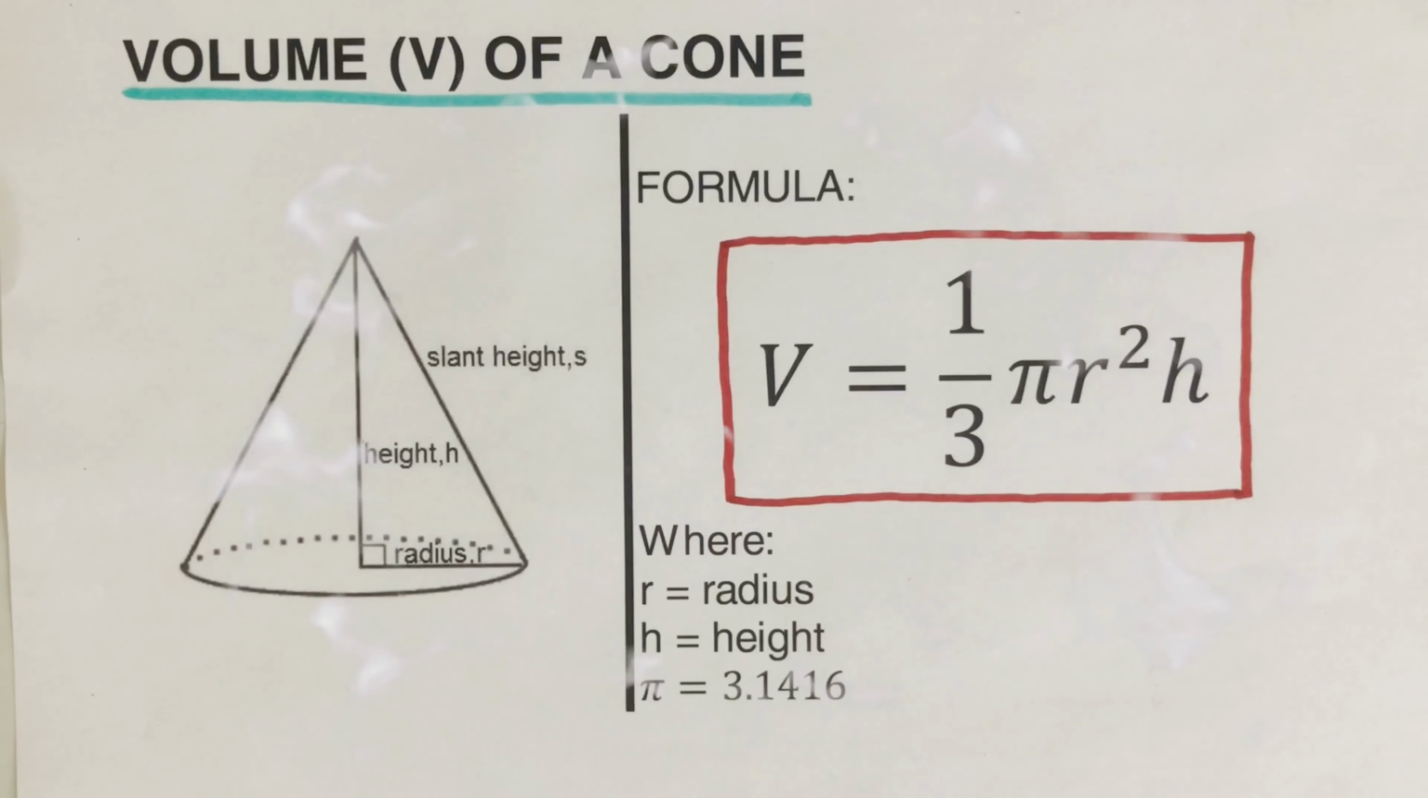Everyone, in this video, we are going to determine the volume of a cone. An example of a cone includes the ice cream cone. We also have a traffic cone. So when we want to determine the volume of a cone, we're talking about how much we can put into the cone. For example, an ice cream cone.